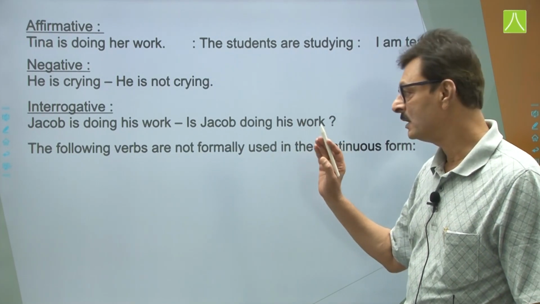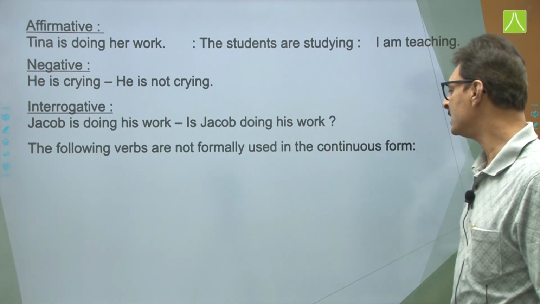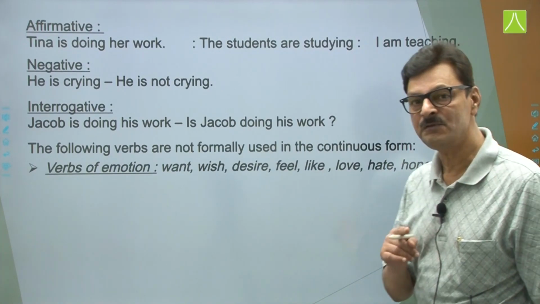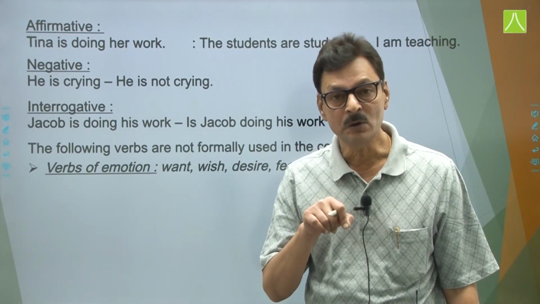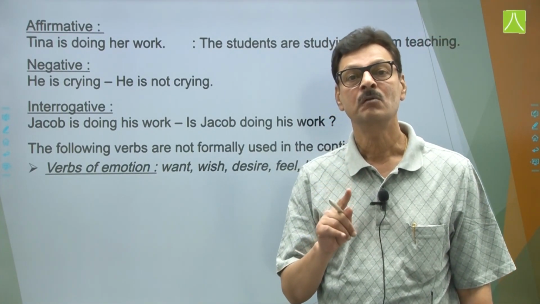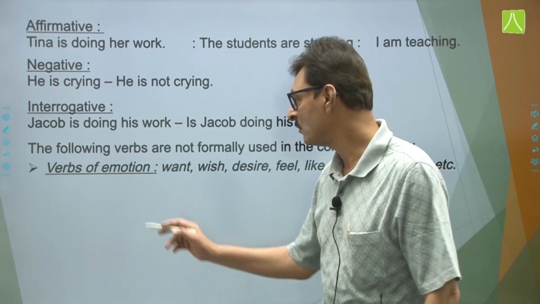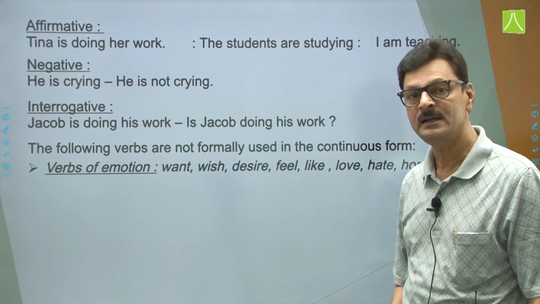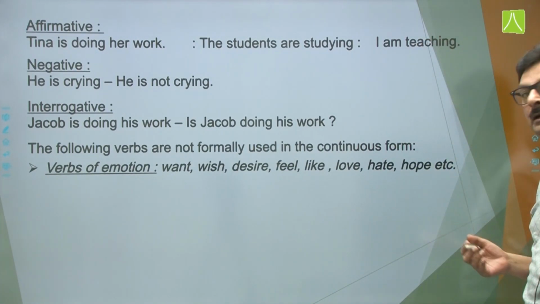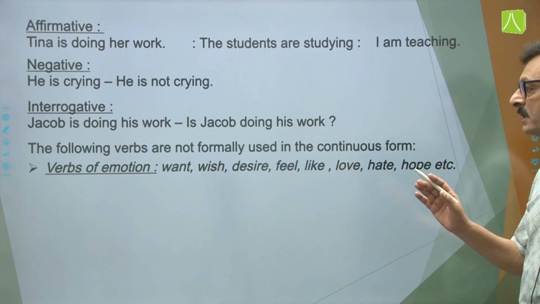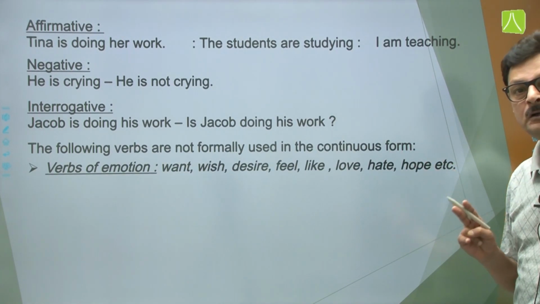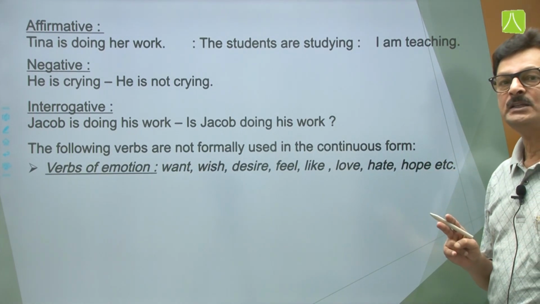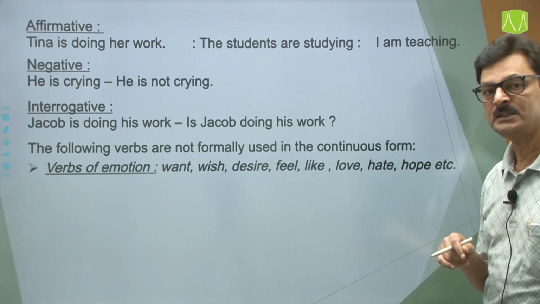Something very important. The following verbs are not formally used in the continuous form, that is ing form में, to talk about the activity going on now. We don't use these verbs in the ing form. For example, verbs of emotion like want, wish, desire, feel, like, love, hate, hope and so on. So all these verbs of emotion cannot be used in the ing form to show the present situation.